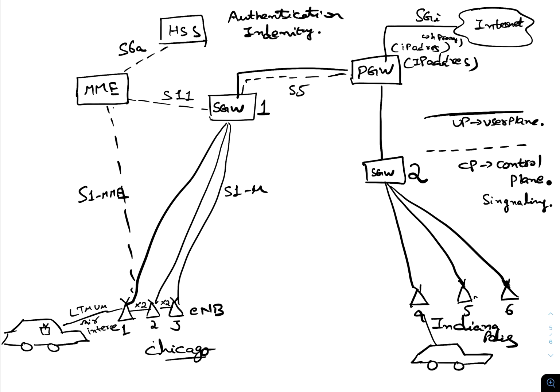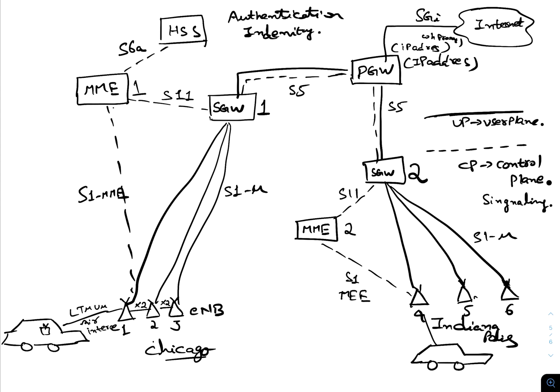In Indianapolis, when it moves to a different area, it has its own MME2. Suppose we call it MME1 in Chicago and MME2 here. It's the same function we have seen before. MME2 to eNode B is S1-MME again. It signals the control plane, and to the S gateway it's S11, and again S gateway 2 to all the eNode Bs here is S1U, and P gateway to SGW2 is your S5.